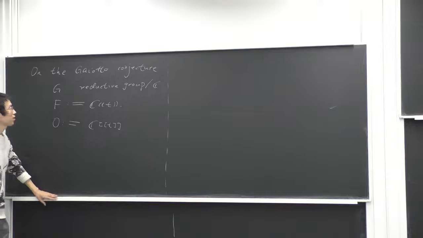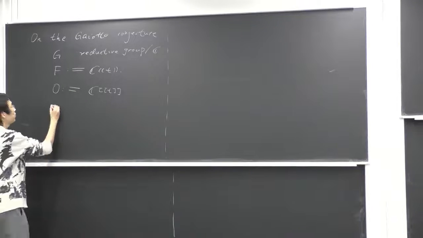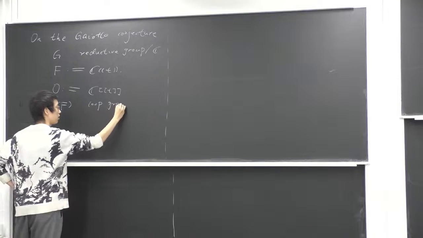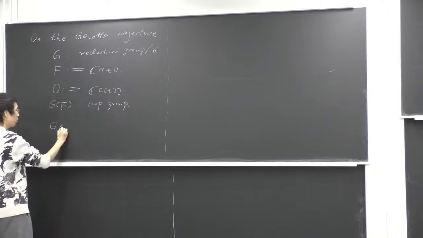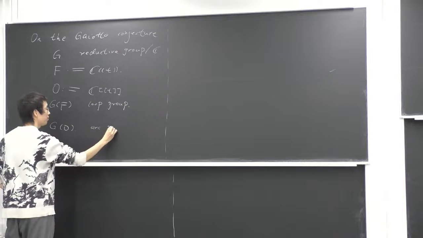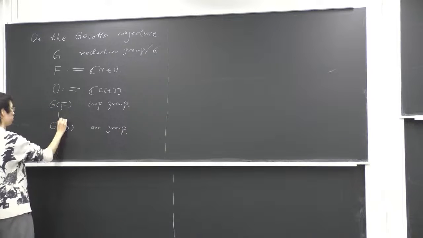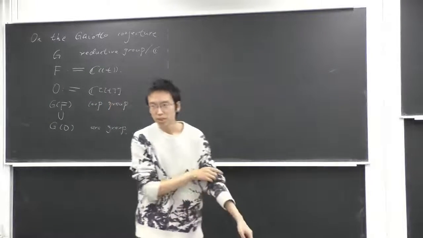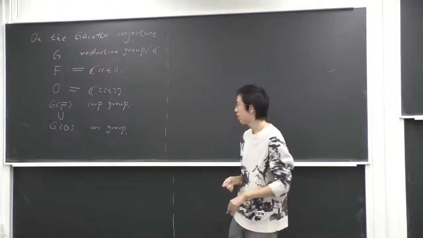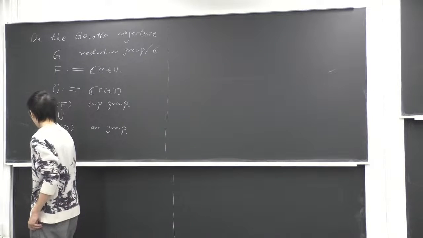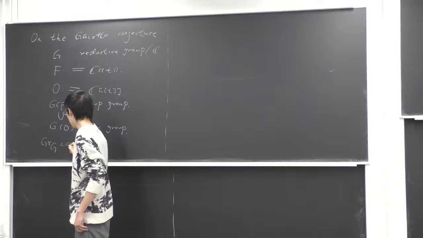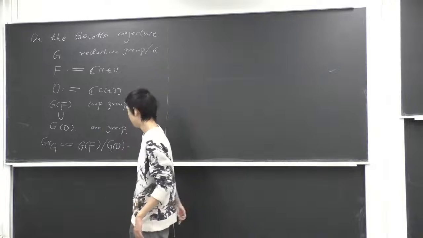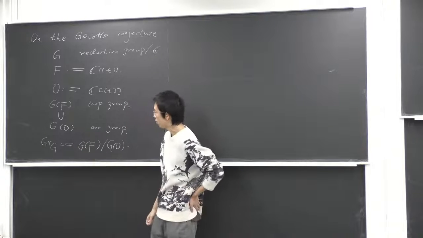Given group G, we can consider its loop group, denoted by G(F). And also we can consider its arc group, denoted by G(O), which is a subgroup of G(F). In this talk, the geometric object that we will often meet is the affine Grassmannian, which is defined as the quotient of G(F) by G(O). I mean the group quotient. And we denote it by Gr.